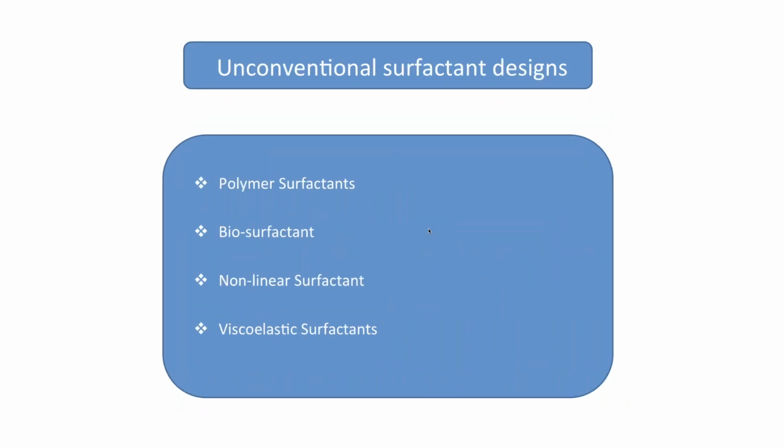Now, let's talk about unconventional surfactant design. A polymer surfactant, just as what it says, is derived from a macromolecule. A biosurfactant can be derived from microorganisms or bio-based feedstocks. Then there are nonlinear surfactants, unconventional nanoparticle surfactants, and their applications in viscoelastic surfactants. So basically, these are some of the unconventional designs and themes that I'm going to finish this talk with.